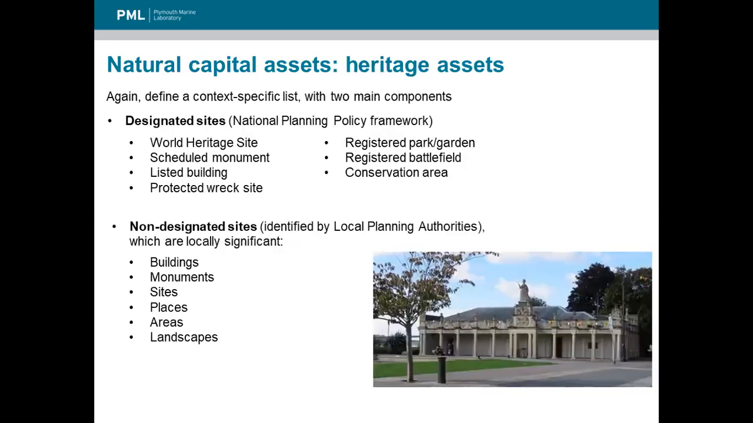And finally, there are heritage assets. Again, you'd need a context-specific list here based on sites that are designated under the National Planning Policy Framework, but also non-designated sites identified as important by local planning authorities.